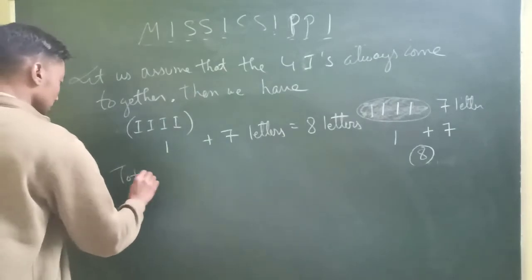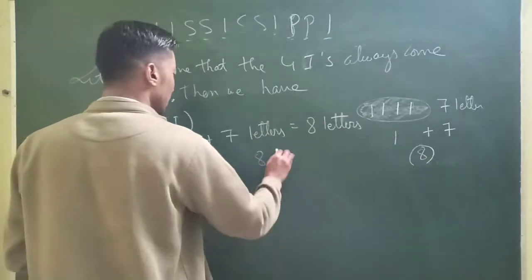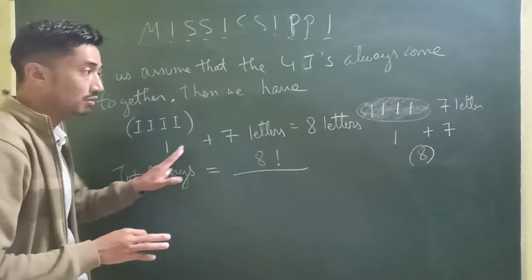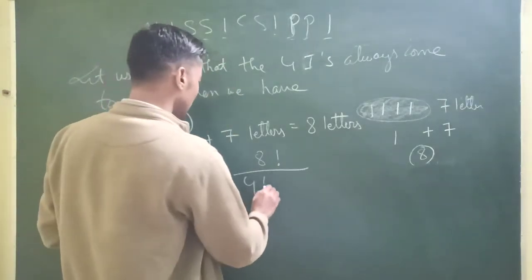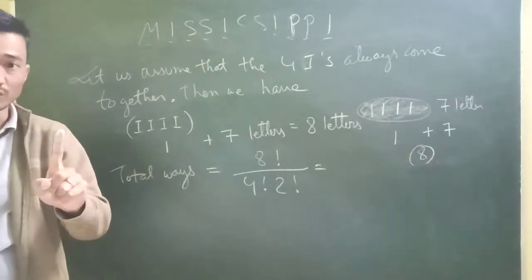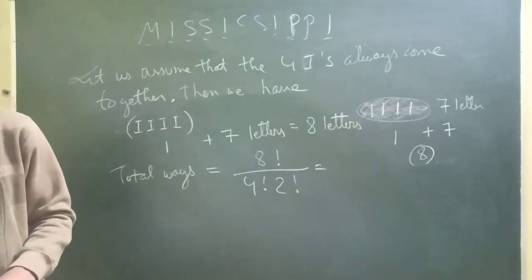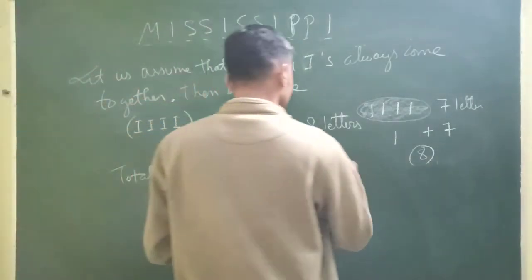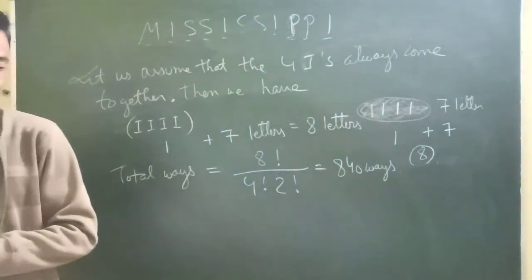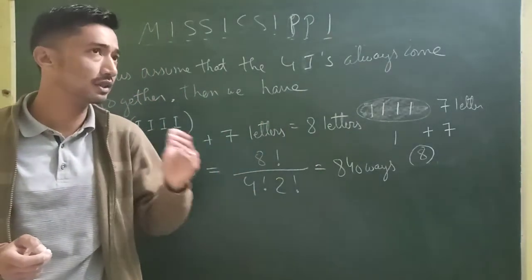So the total ways in which this can be arranged will be what? 8 factorial divided by, the 4 i's now are just considered as one letter. So that means only s is repeated 4 times and p is repeated 2 times, because i is just considered as one letter, always coming together. So this of course will give us the value 840. 840 ways.